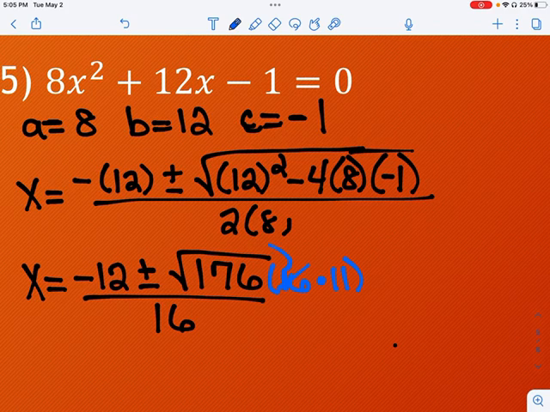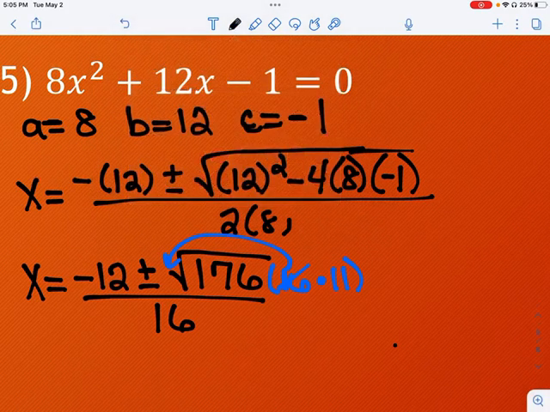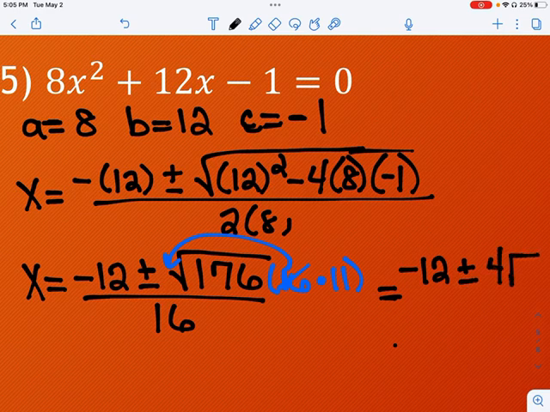And the square root of 16 is going to come out to the front. So what that's going to end up giving us is this. We're going to have negative 12 plus or minus 4 square root of 11 over 16.